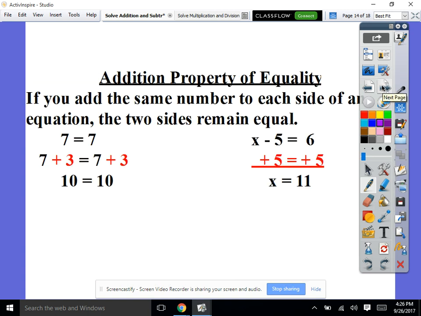All right, the addition property of equality says if you add the same number to each side of an equation, the two sides remain equal. So you can see if we start off with 7 and we add 3 to both sides, we end up with 10. Equation is still balanced. The same way, if we have x minus 5 equals 6, we can, because we want the x by itself, add 5 to each side. -5 plus 5 cancels out, leaving us with x equals 6 plus 5 is 11.